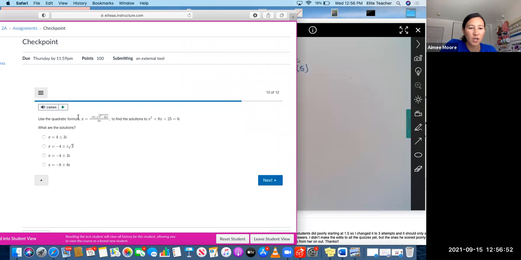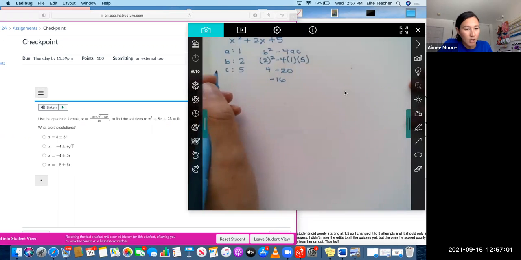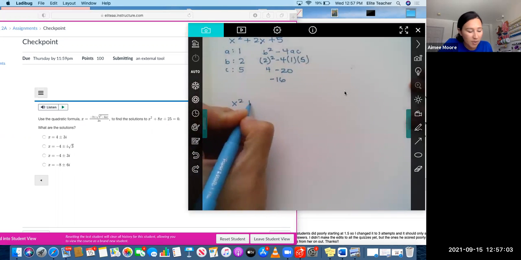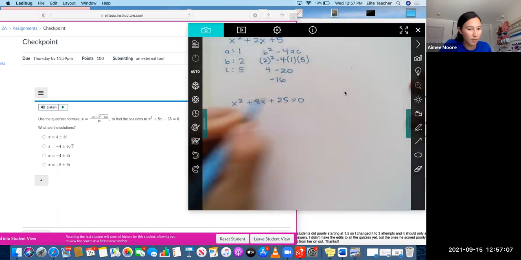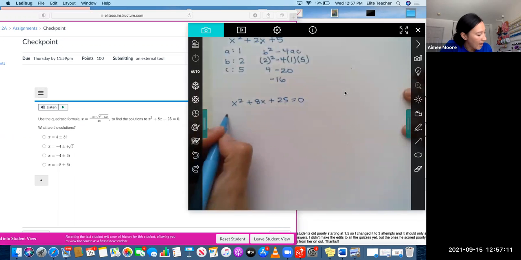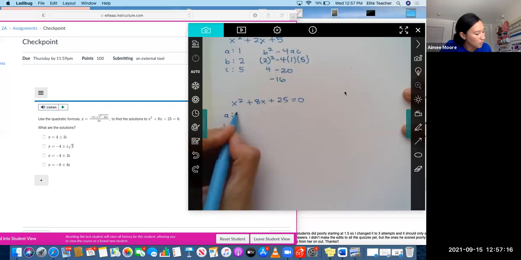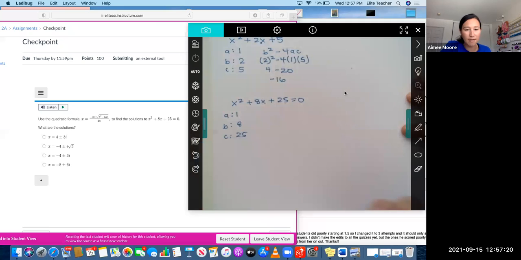Okay, now we're going to use the quadratic formula to find the solutions to, let's see, what number are we on? 10. Okay, and we have 4 minutes. So we have x squared plus 8x plus 25 equals 0. And so again, we need to identify A, B, and C. So A is 1, B is 8, and C is 25.